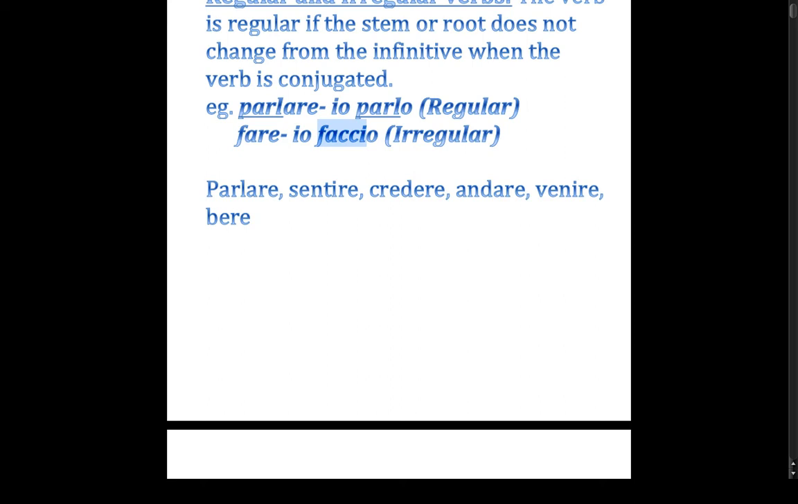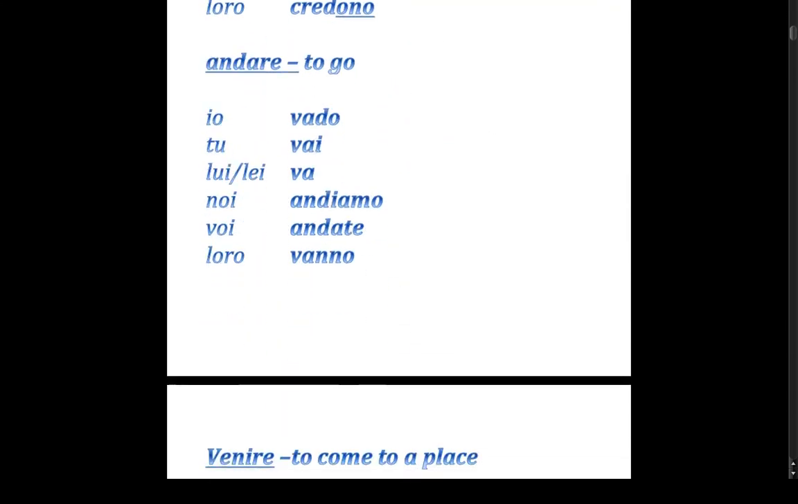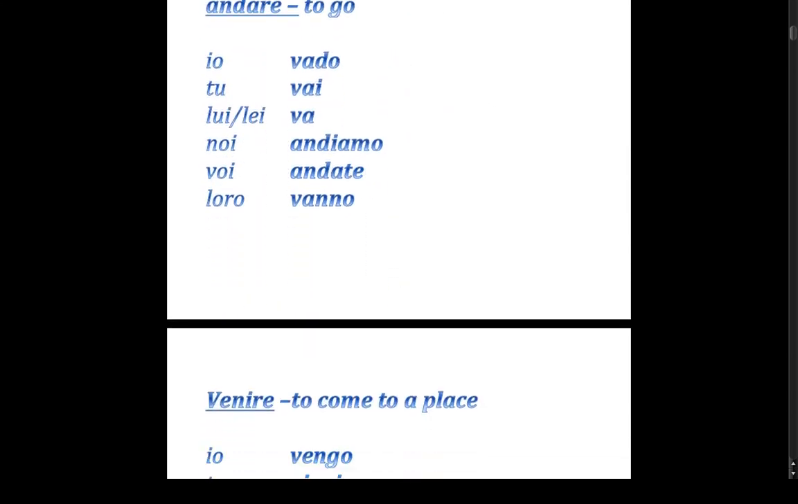Okay, so a regular verb, the stem will stay the same and it will continue throughout the 6 forms of the conjugation, and the endings change to suit the subject. However, with an irregular verb, the endings still change to suit the subject, but the stem also has to change. So I have 3 irregular conjugations for you.